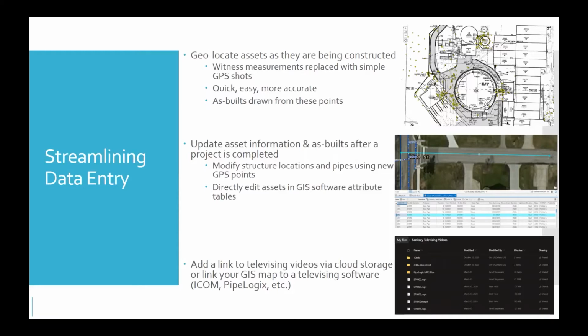Everything's just much more accurate, and you can attach notes about that if they had to add something to it or change the design, stuff like that. And then after the project's done, you can take that information and modify the attributes about them and change the map to update it. And then, as I mentioned before, that link to televised videos in a cloud storage location. You can also do that. And there's other software out there that can automatically do that for you if you hire them to televise or use their software to televise.